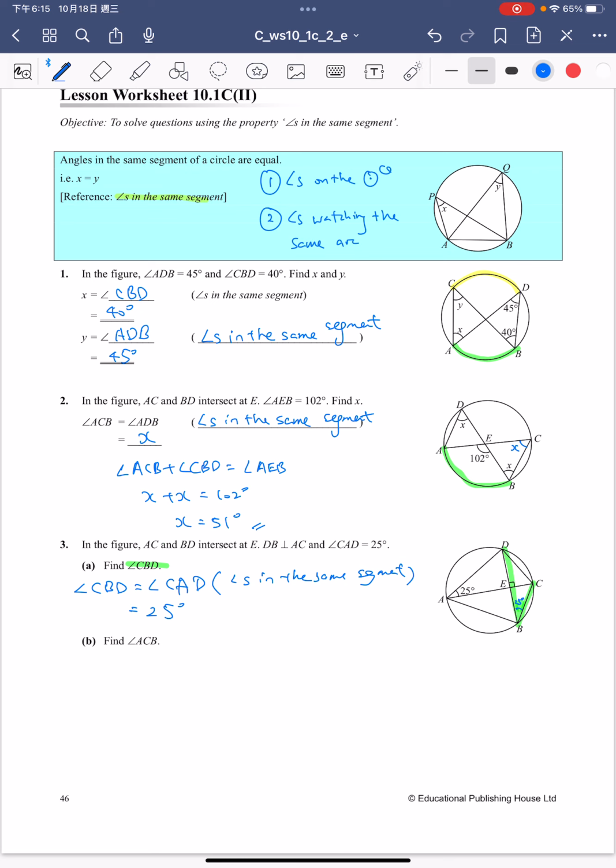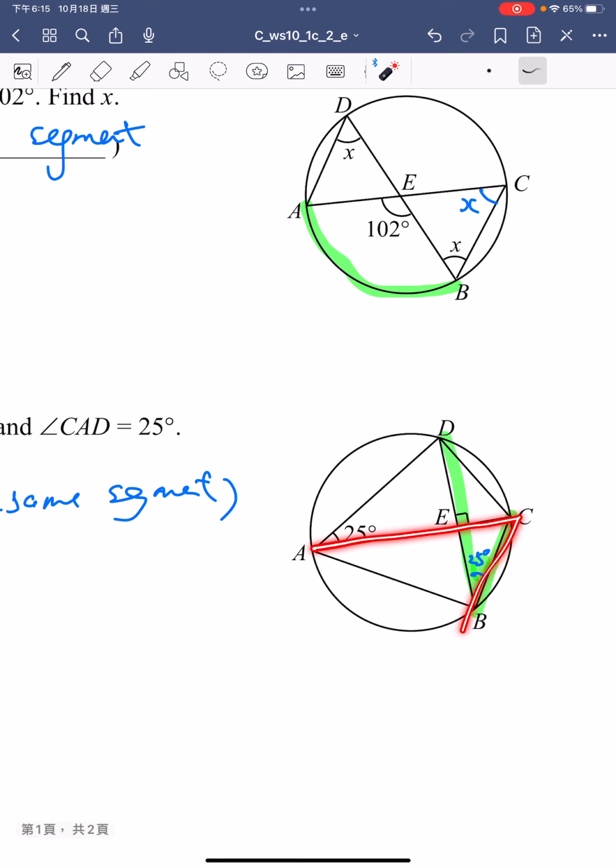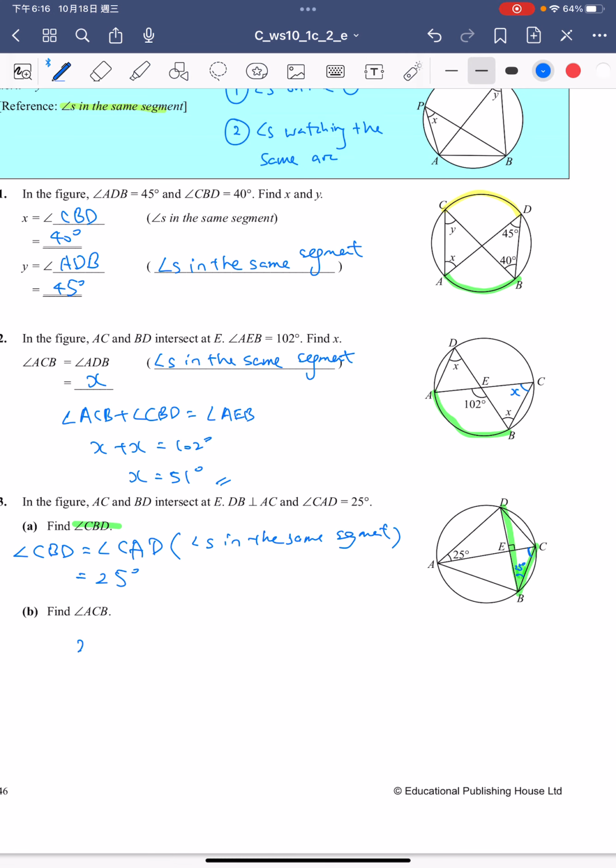And then for part B, we want to find the angle ACB. So this is our ACB. ACB is going to be this angle. So this is our required angle. If we consider triangle EBC, then the 90 degrees is going to be our exterior angle, which is equal to the 2 interior angles added together. So now we can say that 25 degrees plus the required angle ACB is going to be equal to 90 degrees. So the angle ACB is equal to 65 degrees.